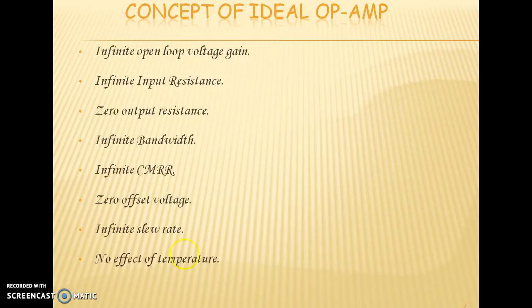Now next is zero offset voltage. Presence of small output voltage, though V1 equal to V2 equal to 0, is called an offset voltage. It is 0 for an ideal op-amp. This ensures zero output for zero input signal voltage. Now next is infinite slew rate.